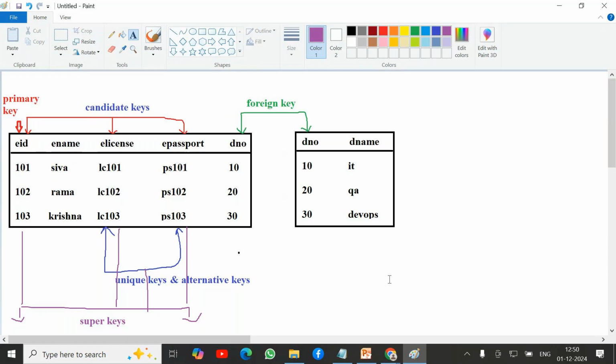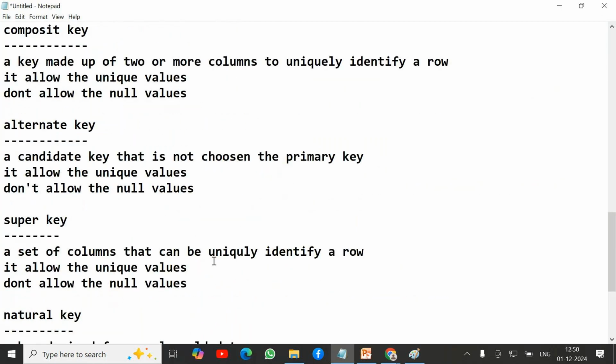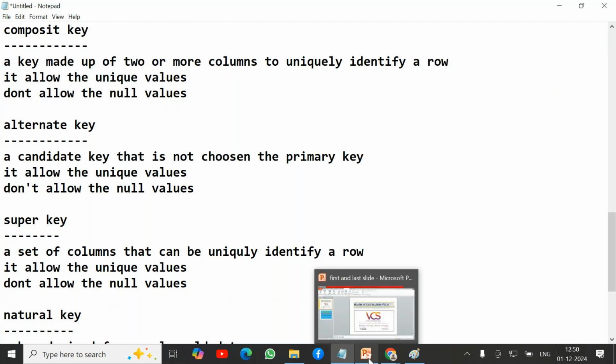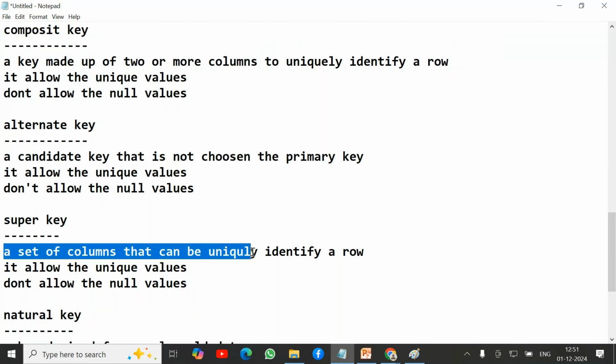Now observe, this is table 1 and this is table 2, T1 and T2. What is the meaning of a super key? A set of columns that can uniquely identify a row. In the table, employee ID, license number, and passport uniquely identify a row. Employee names may be duplicated, and department number is also duplicated, since many employees work under the same department number. So employee ID, license, and passport are called super keys.